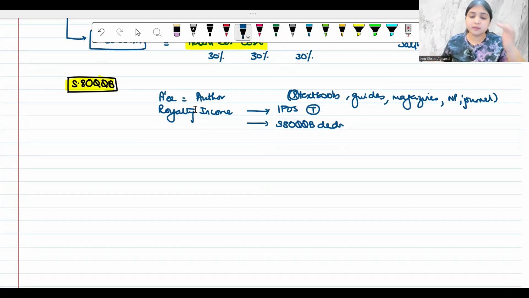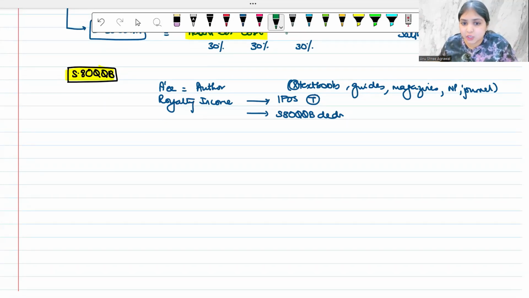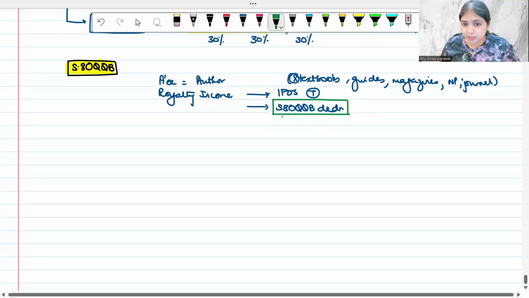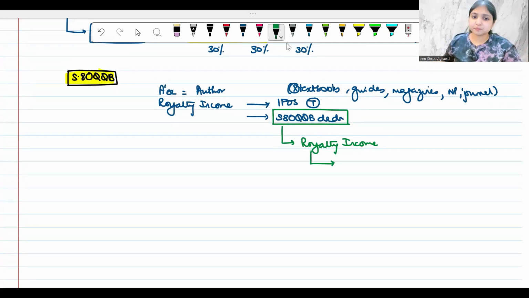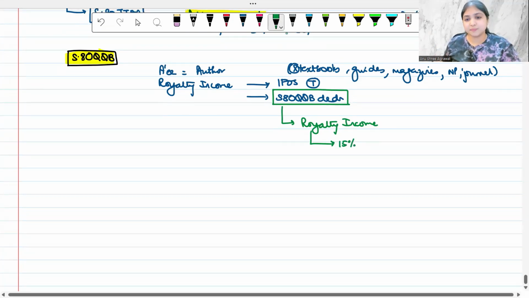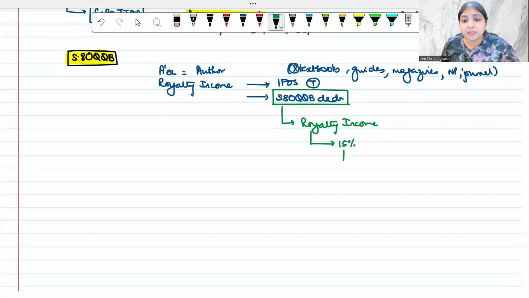All right. Now here, how are you going to compute this 80QQB deduction? What's going to be your set of steps? Listen to me. You will first of all see how much is the royalty income. Now, it's sometimes in lump sum form, and sometimes it's a percentage. All right. Now, if it is a percentage, it has to be restricted to 15%. Then, if this royalty income is earned from outside India, we will consider only that part of the royalty income which has been realized in India.